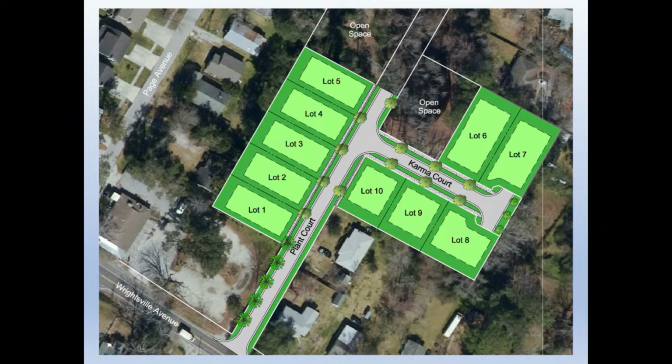Anyway, so Plant Court, the entire length of it, and Karma Court would all be 16-foot of pavement, 2-foot valley gutters. Karma Court would have sidewalk both sides, so there's no waiver necessary for that. It has a turnaround because it's longer than 150 feet. That's to city standard. Plant Court from halfway of Lot 2 to Lot 5 would have a full 40-foot of right-of-way.